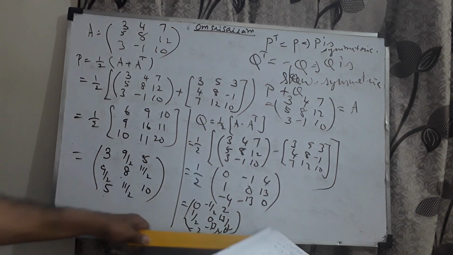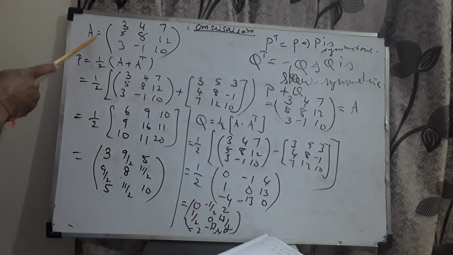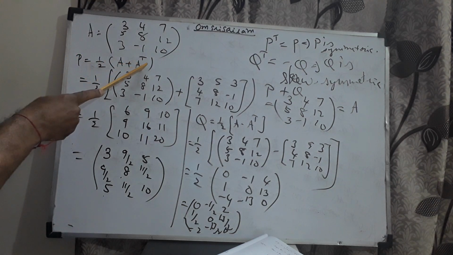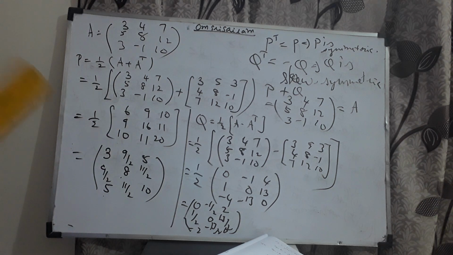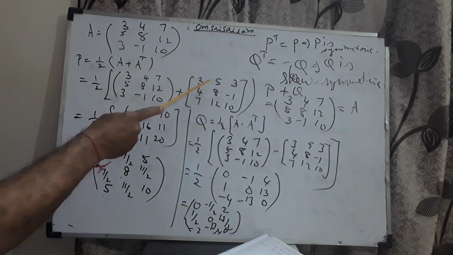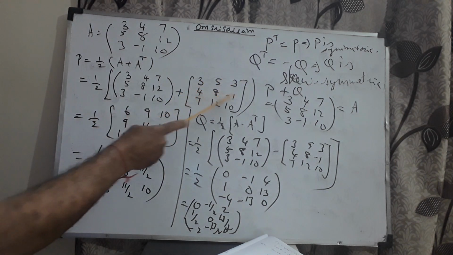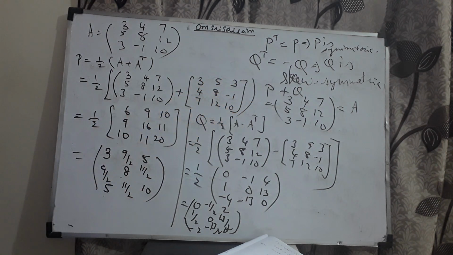Let me just explain once again. I assume the given matrix is A. I try to find P is equal to half of A plus A transpose. A transpose is nothing but interchanging row and column in a matrix. It's called the transpose matrix. Now here it becomes 3, 5, 3 first row, 4, 8 minus 1 second row, 7, 12, 10 third row.